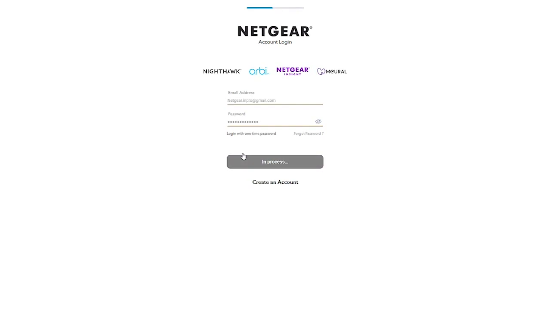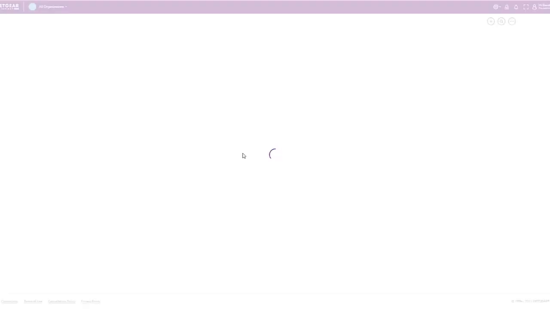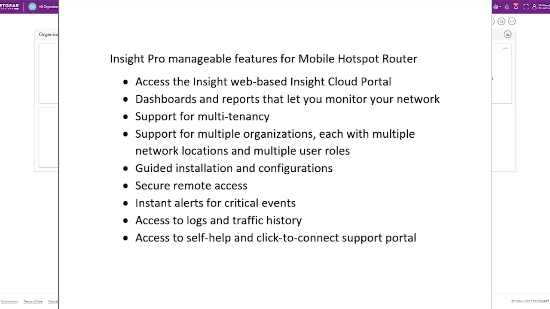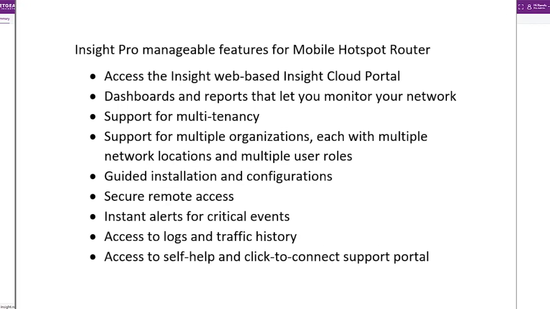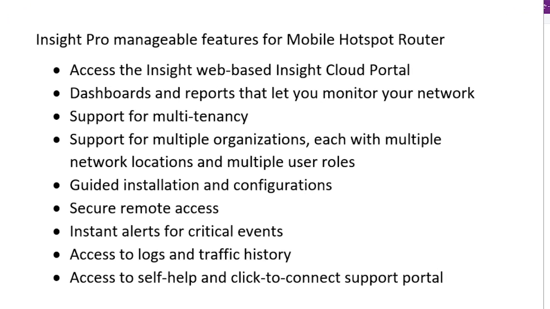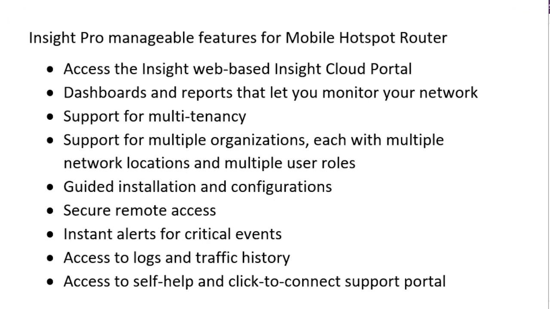Here's a detailed list of manageable features in Insight Pro when managing the mobile hotspot router: access to the Insight web-based cloud portal, dashboards and reports that let you monitor your network, support for multi-tenancy, support for multiple organizations, each with multiple network locations and multiple user roles, guided installation and configurations, secure remote access, instant alerts for critical events, access to logs and traffic history, and access to self-help and click-to-connect support portal.